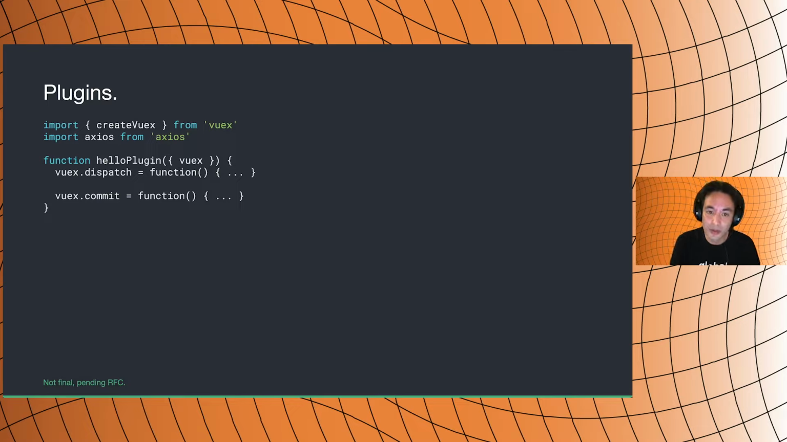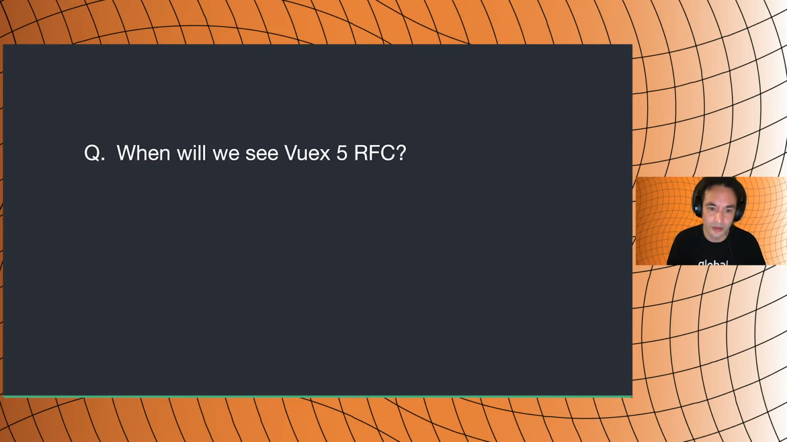So that is it for Vuex pretty much. I think you all got a brief idea of the direction for Vuex 5. So I think the next question is, when will we see the Vuex 5 RFC? Last year, I said after the Vuex 4.0.0 release. So the answer is almost. We're now finalizing the RFC internally. There are a few things we want to prototype before we make the RFC public, but once that's done, it should be out pretty soon.